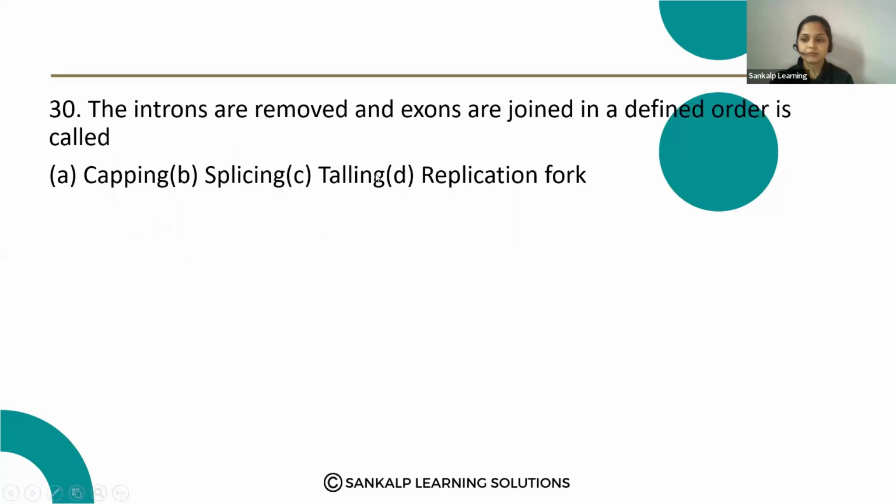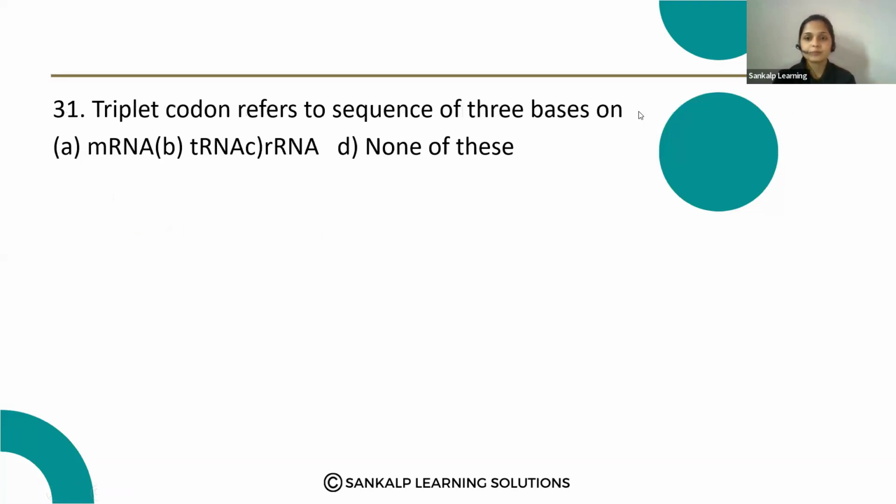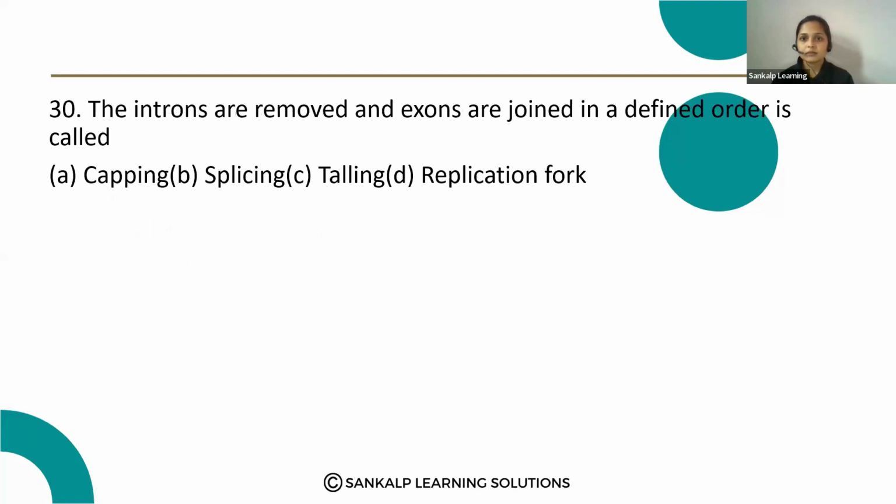Next question. The introns are removed and exons are joined. Define. Just a minute. The introns are removed and exons are joined in a defined order is capping, splicing, tailing, replication fork. Here, capping, splicing is the correct answer.